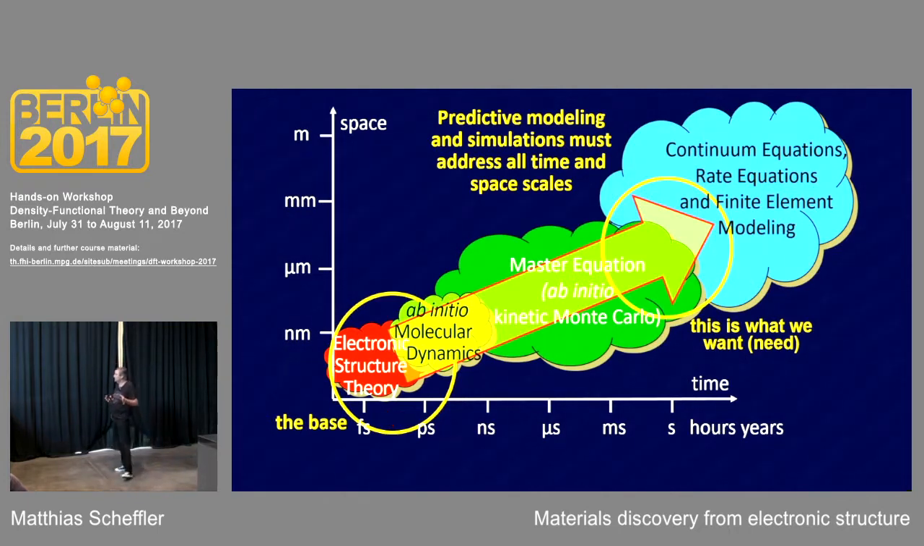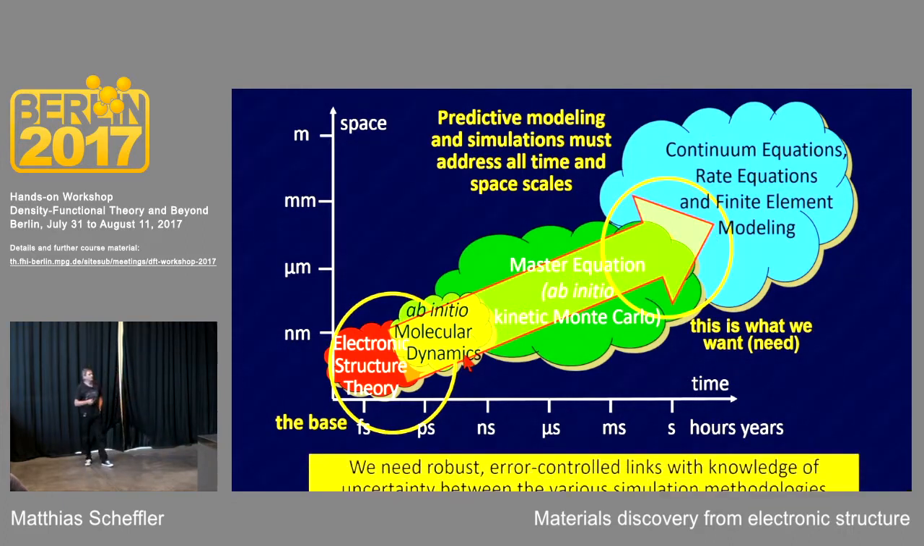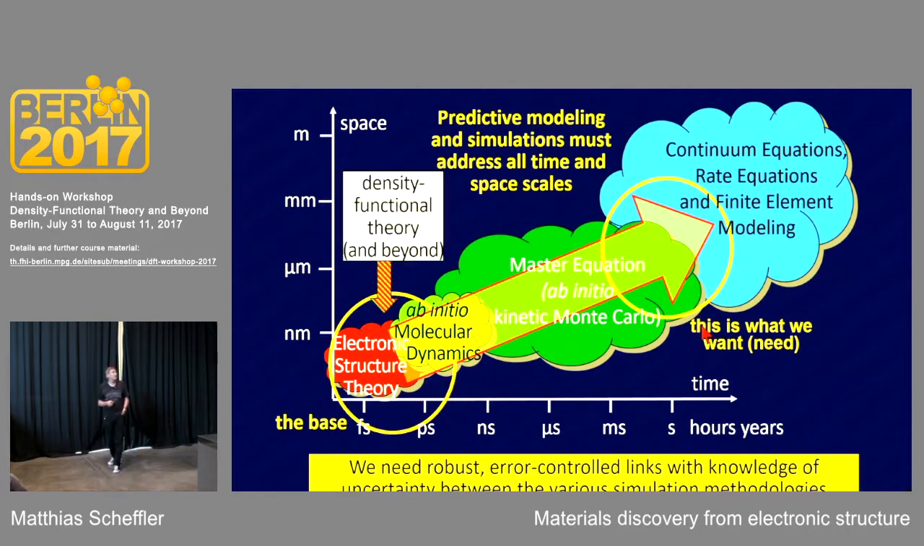So one thing is very important, and this is why in the first week we put a lot of emphasis on understanding the accuracy of the calculation. If you have understood that, and if you make sure that the accuracy is not lost in going up, then in fact you're doing a good job. But obviously, in going from one simulation to the next, we need robust error-controlled links, with knowledge of how badly we are doing, or the uncertainty between the various simulation methodologies. And again, I hope that you will see how we can do this, and I think we're doing pretty well up to the green thing. From the green to the blue, there's still a lot of basic science necessary to be developed.